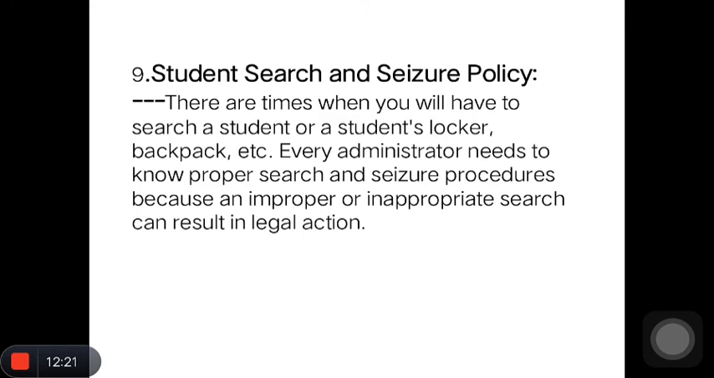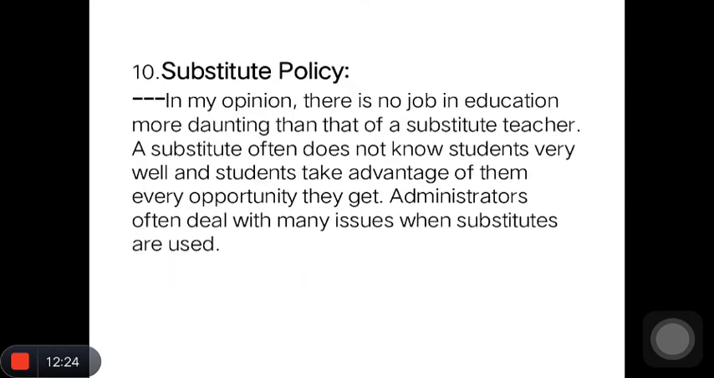And number 10 is the last one, substitute policy. Substitute policy is, in my opinion, there is no harder job in education than that of a substitute teacher. A substitute often does not know the students, and students take advantage of them at every opportunity they get. Administrators often deal with many issues when substitutes are used.